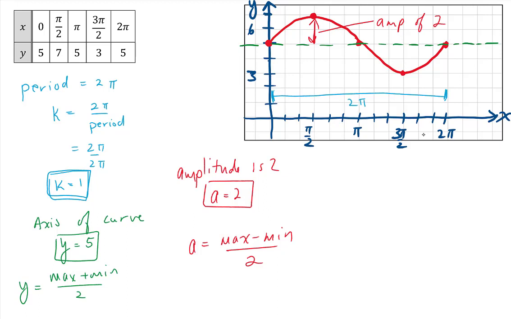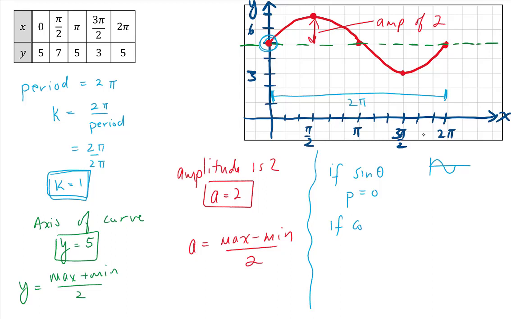And this will depend on which sinusoidal function you're using. So if we're using sine theta, remember that sine theta starts on the axis of the curve and follows this pattern. And that looks just like this graph here. It starts at the axis of the curve, goes to a max, back down to a min, and back to the axis of the curve. So this one would have a phase shift of 0 if we use sine.